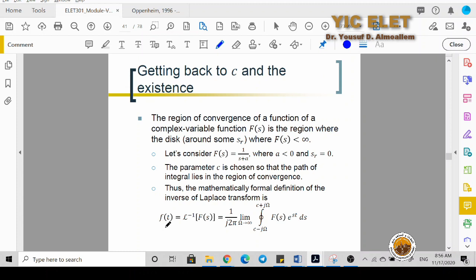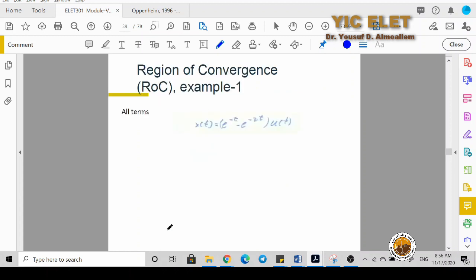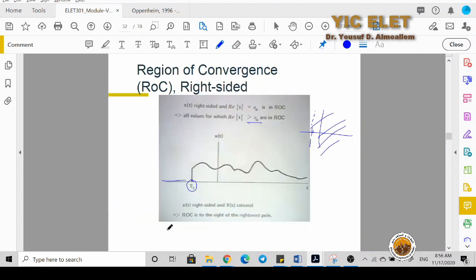Doctor, I have a question. How can we know if the function is right-sided or left-sided? Okay, so let's look at this function. This is in the time domain, right? So what do you think? Is this right-sided or left-sided? Right-sided. Immediately from the time domain, you will find out whether it is right-sided or left-sided.